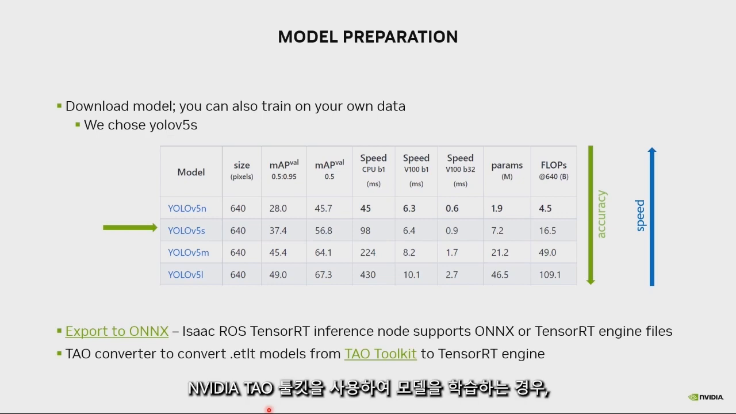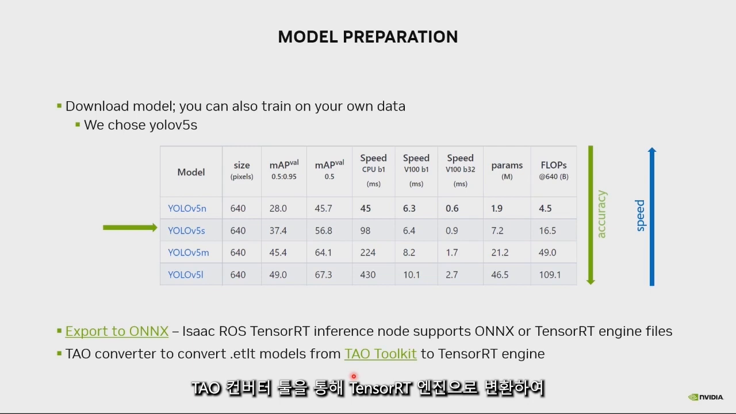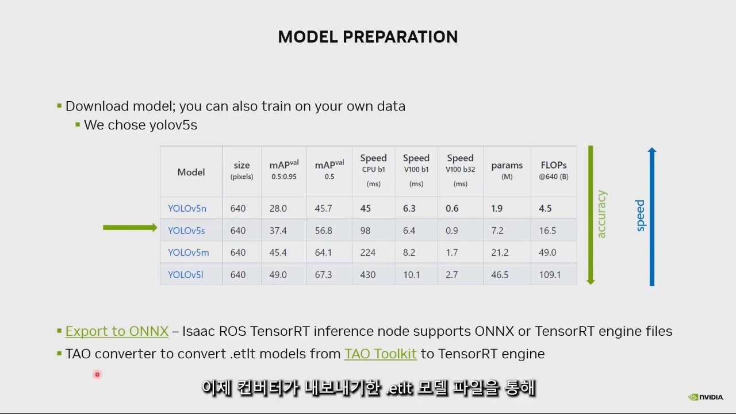If you've trained your model using the NVIDIA TAO toolkit, it can be used with Isaac ROS TensorRT inference by converting it to a TensorRT engine first via the TAO converter tool. TAO converter generates an optimized TensorRT engine file from the exported ETLT model file.